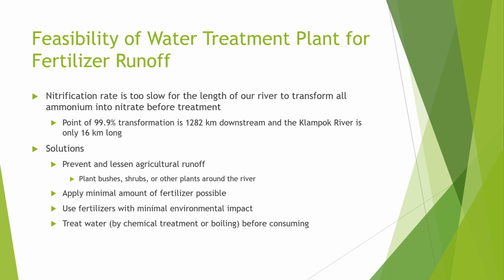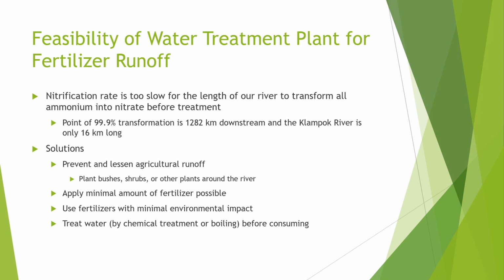As we can see from our results, it's not feasible to have a water treatment plant on the Clampock River for denitrification of fertilizer runoff. From our calculations, we found that the point at which nitrification has turned all ammonium into nitrate is 1,282 kilometers. This is problematic since the Clampock River is only 16 kilometers long. Thus, it is not feasible to assume that nitrification in water occurs at a fast enough rate for denitrification to occur at a water treatment plant on this river.